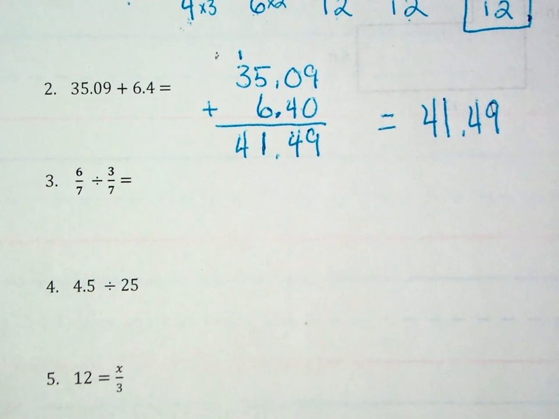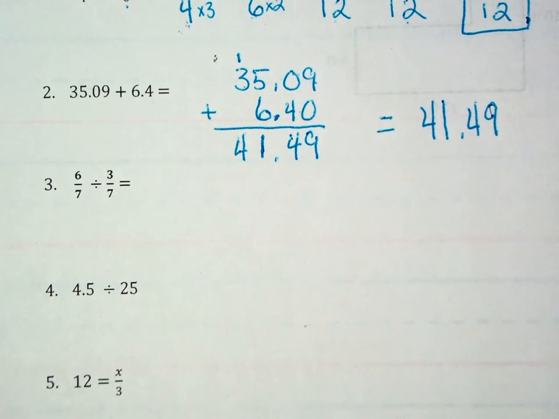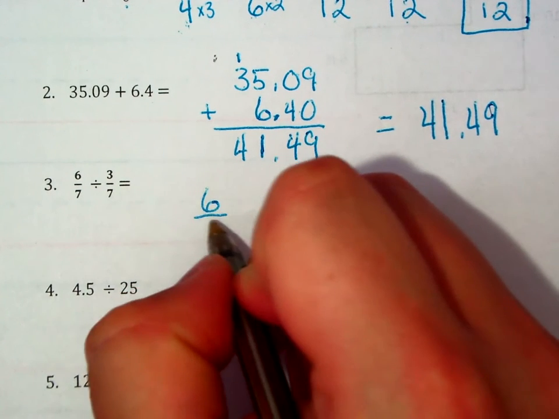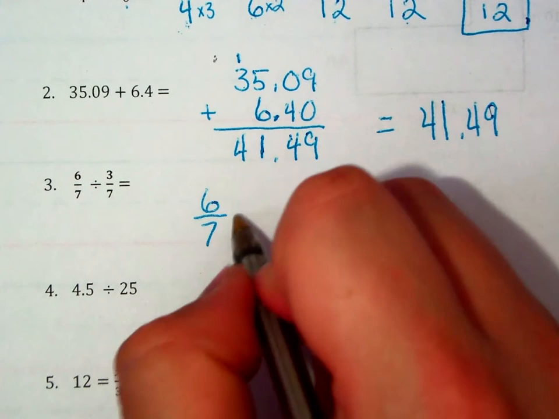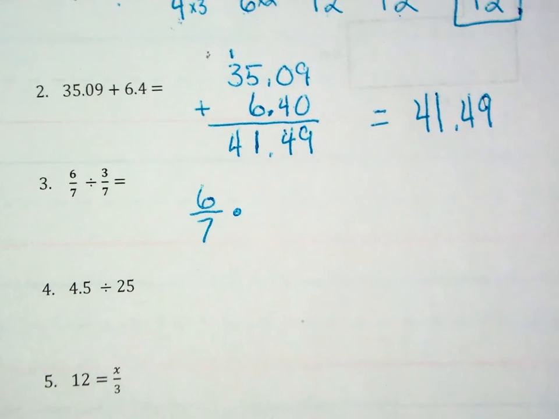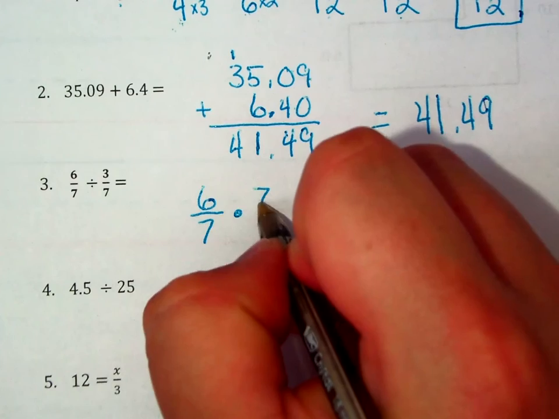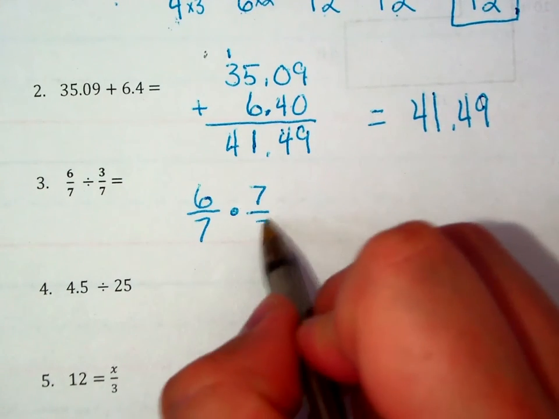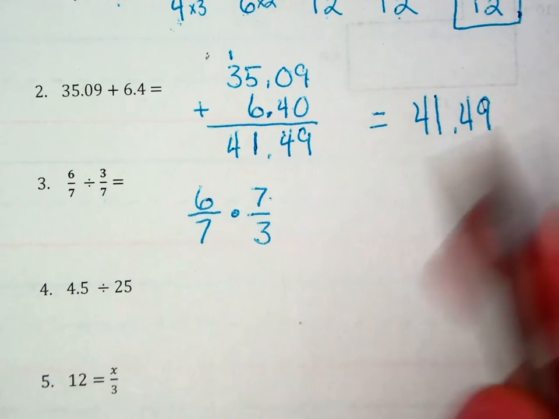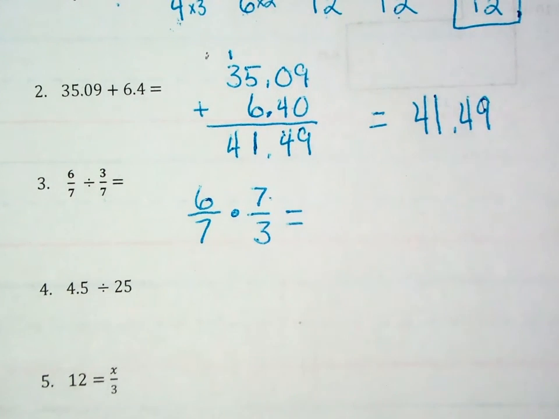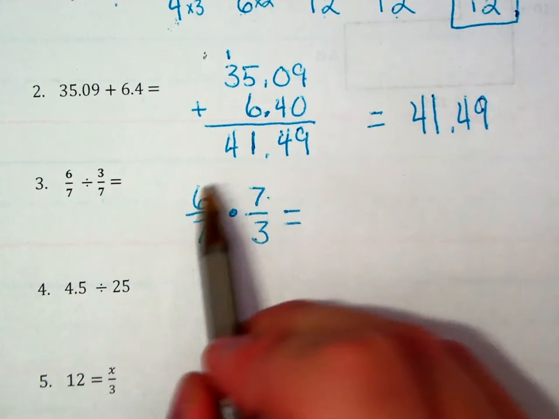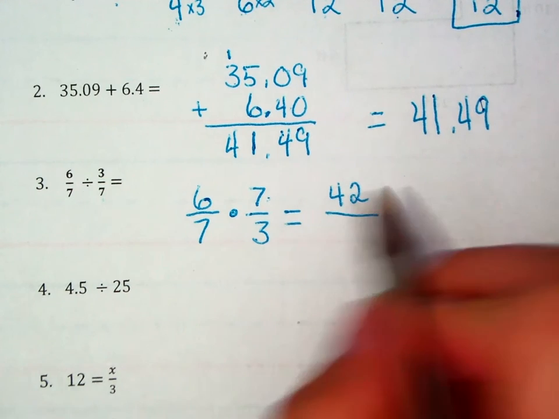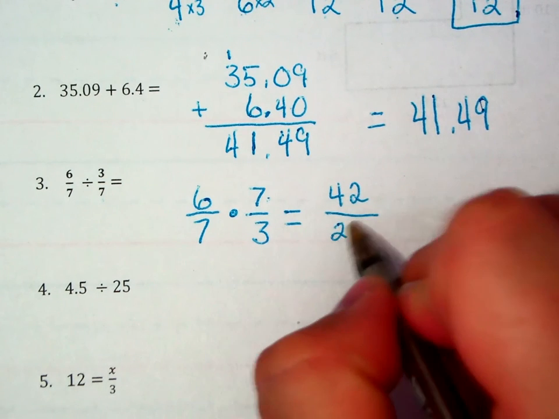So we've all learned by now that you will keep it, change it, flip it. Thus, I'm going to rewrite the equation. 6 over 7, I will keep. I will change my sign to multiplication, and I will flip my second expression, putting the numerator in the denominator, and my previous denominator in the numerator. Now I can multiply straight across. 7 times 6 is 42. 7 times 3 is 21.